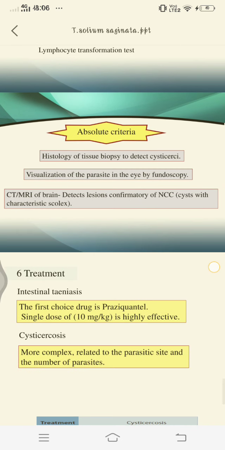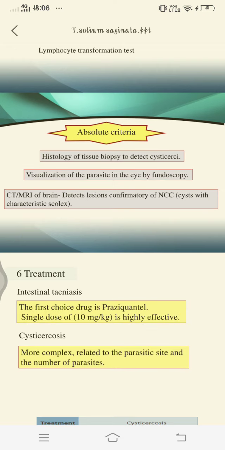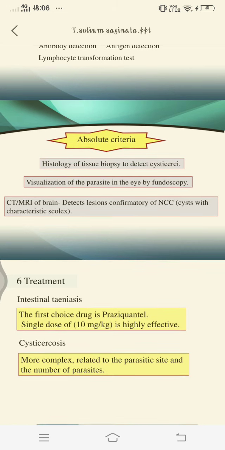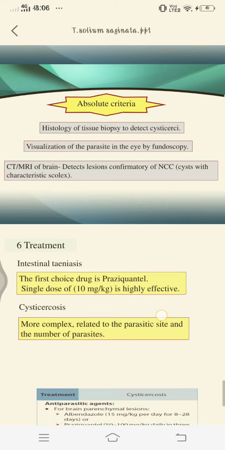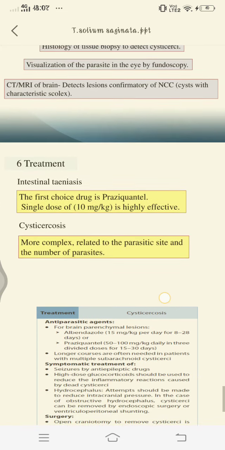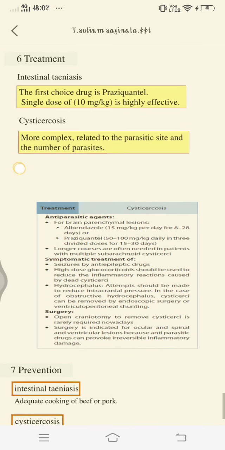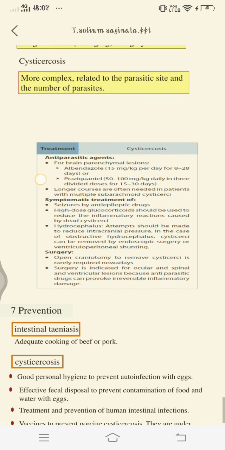And treatment: of course the drug of choice is praziquantel, and a single dose is highly effective. For cysticercosis, treatment is also related to the parasite site and number of parasites. We also recommend another treatment, albendazole, and for cerebral cysticercosis we usually give praziquantel. So this is about the treatment. And next, you can see some of the other treatment options: antiparasitic agents, symptomatic treatment, and also surgery. Sometimes, of course, if it grows in the brain, we need to do surgery.